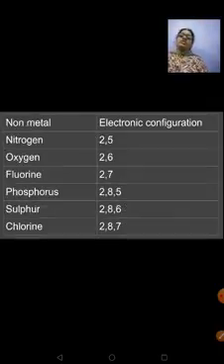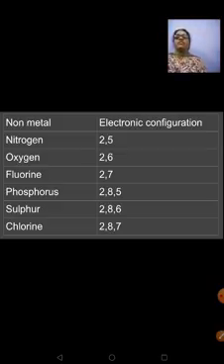When you look at the electronic configuration of non-metals like nitrogen, oxygen, fluorine, phosphorus, sulfur, chlorine, you will find that these atoms need a certain number of electrons in order to complete their outermost shell and become stable. Like nitrogen needs 3 electrons, oxygen needs 2 electrons, fluorine needs 1 electron, phosphorus needs 3 electrons. Okay, so when does this happen? This happens during compound formation. When metals and non-metals react with each other, transfer of electrons takes place. And the compounds formed due to transfer of electrons are called ionic compounds.